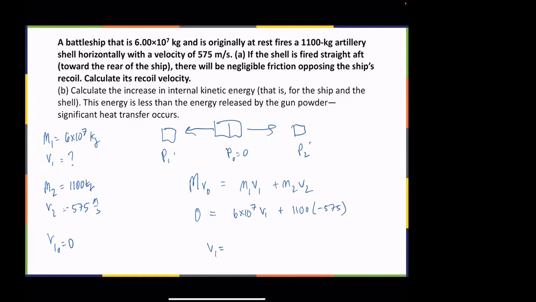V1 is going to be relatively small. 0.011 meters per second. So it's barely moving.